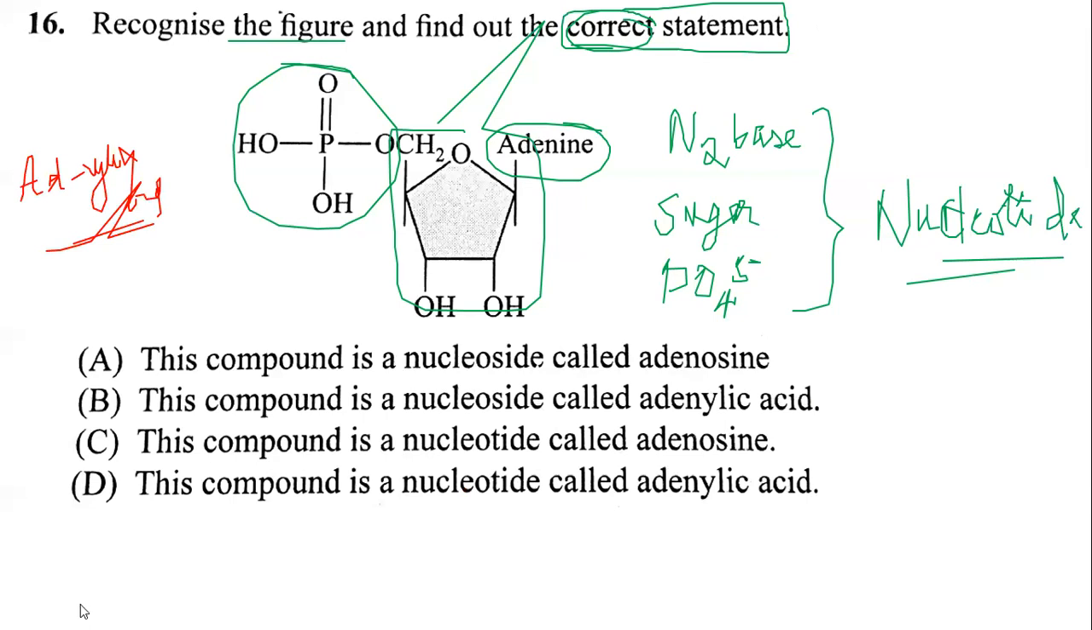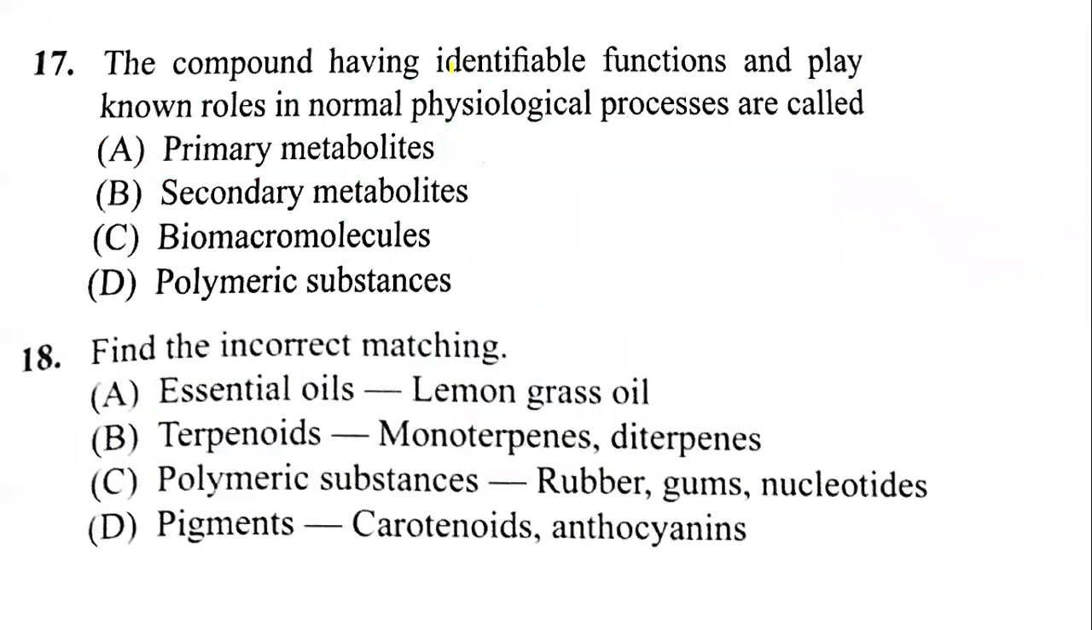Question number 7. The compounds having identifiable function and playing known roles in normal physiological processes are called primary metabolites, secondary metabolites, biomacromolecules, or polymeric substances. There is no doubt about that. The correct answer is option A, primary metabolites.